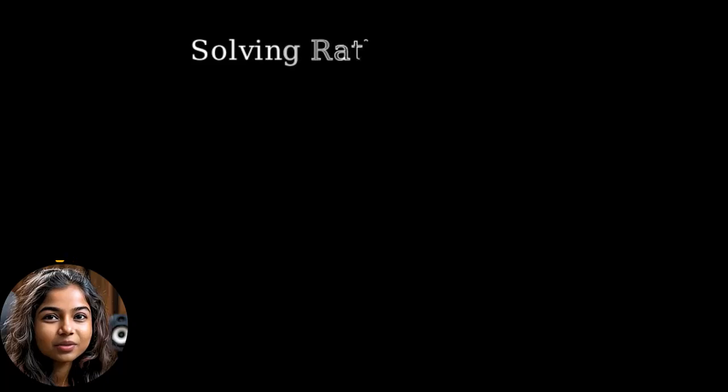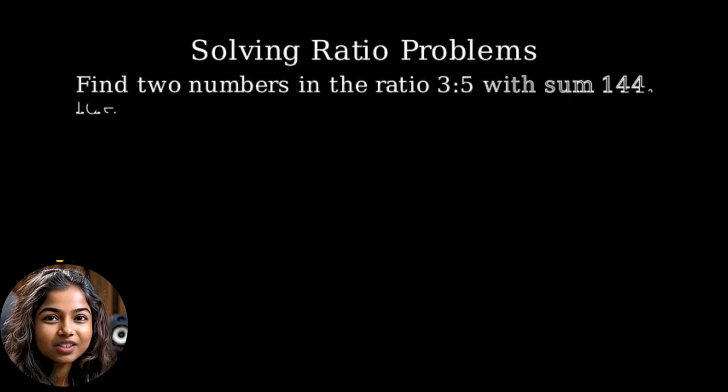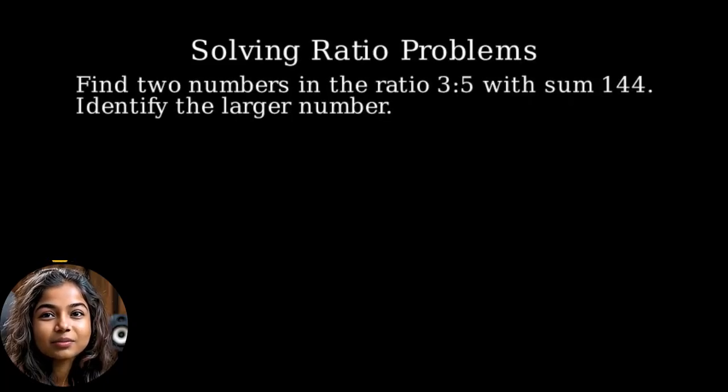Let's solve a problem involving ratios. We need to find two numbers in the ratio 3 to 5 that sum to 144, and then identify the larger number. Let's visualize what a ratio of 3 to 5 means.